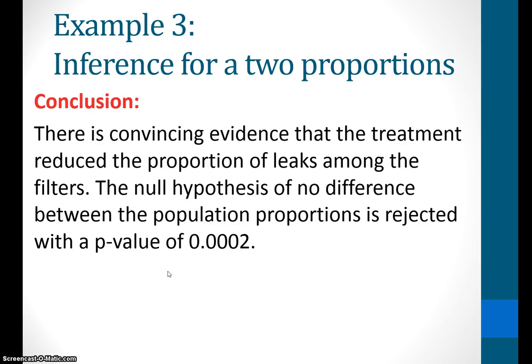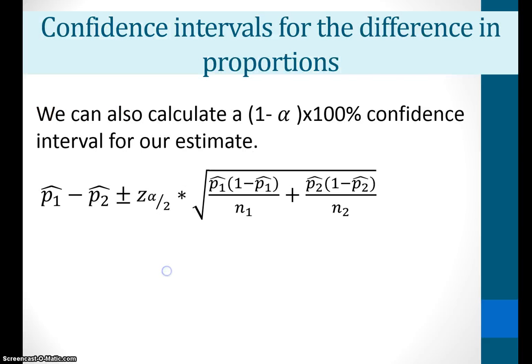What is our conclusion? There is convincing evidence that the treatment reduced the proportion of leaks among the filters. The null hypothesis of no difference between the population proportions is rejected with a p-value of 0.002.